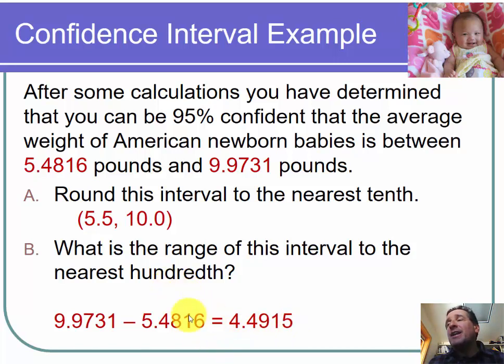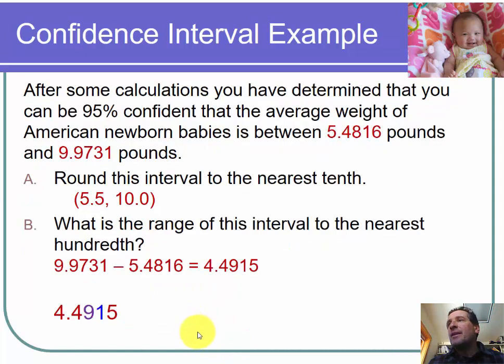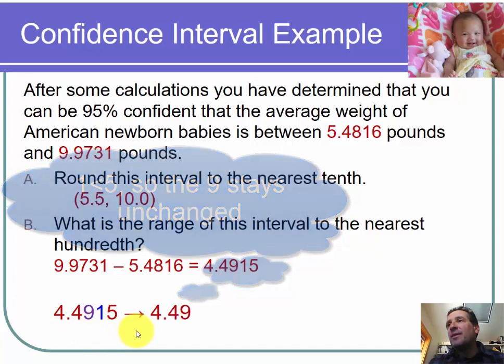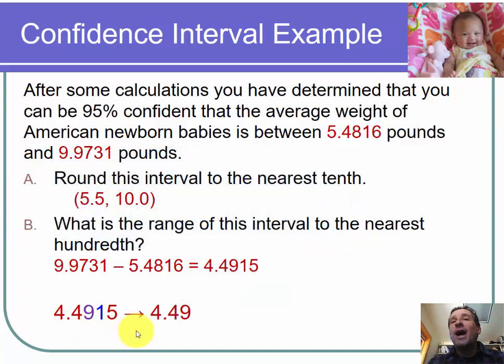So now we're talking about the hundredths place. The hundredths place is this digit 9, and the check digit is the 1 to the right of the 9. Now notice that the 1 here is less than 5. It's 4 or less. So that means we get rid of everything to the right, and we leave the 9 and the numbers to the left alone. And we end up with 4.49. And there's our number rounded to the nearest hundredth. That is the range of this interval.